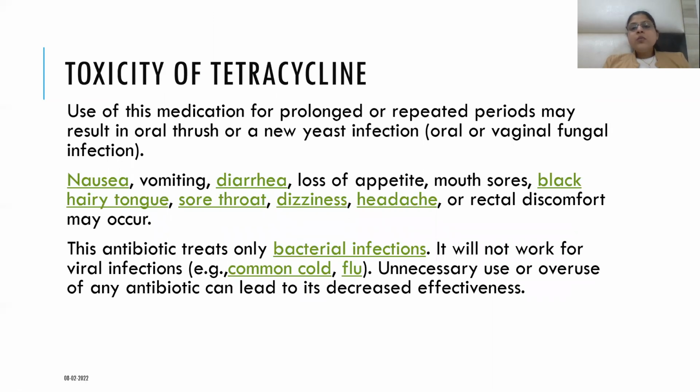Use of medication for prolonged or repeated periods may result in oral thrush, which means oral and vaginal fungal infection, or there can be nausea, vomiting, diarrhea, loss of appetite, mouth sores, black hairy tongue, sore throat, dizziness, headache, rectal discomfort. This antibiotic treats only bacterial infections. It does not work against viral infections, and unnecessary use or overuse of this antibiotic can lead to its decreased effectiveness.